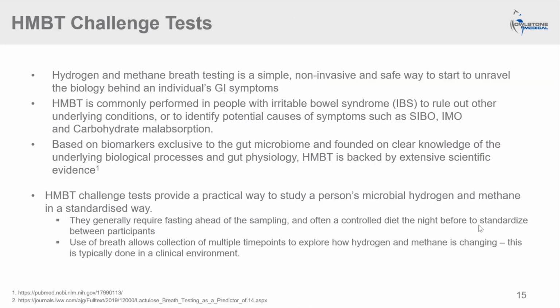And a very popular and accessible tool for understanding how these gastrointestinal conditions, including SIBO, behave is through the representation of hydrogen and methane in hydrogen-methane breath tests, HMBT challenge tests. They are simple, non-invasive, and safe ways to start to unravel the biology behind an individual's GI symptoms. And they're commonly performed in people who have IBS to rule out other underlying conditions such as SIBO or carbohydrate malabsorption.